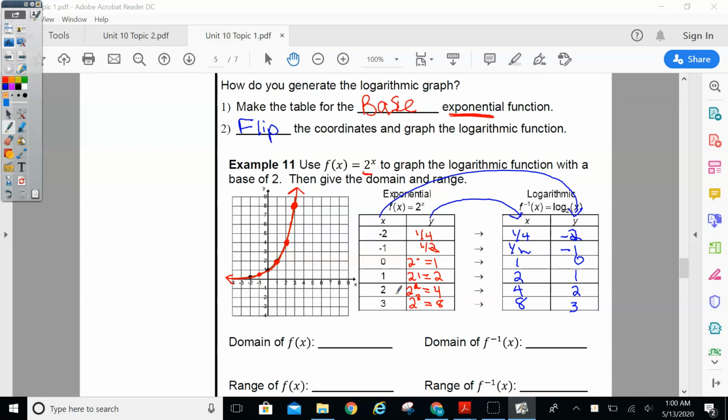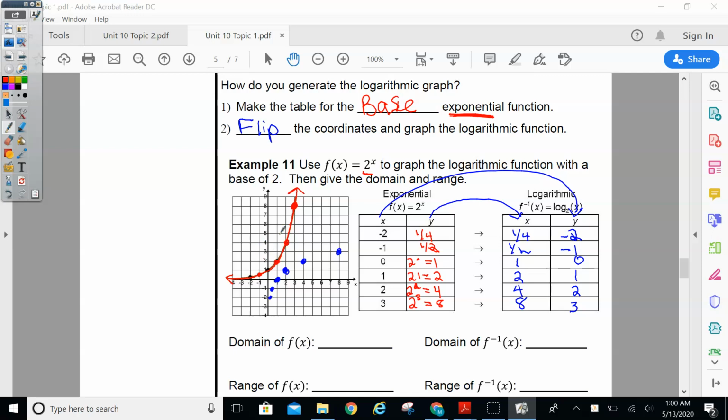So you make the exponential original and you flip it around. So now we have 8 is at 3, 4 is at 2, 2 is at 1, 1 is at 0, then a half here, half at negative 1, and then a 4th at negative 2. Oops, I forgot to give the domain and range.